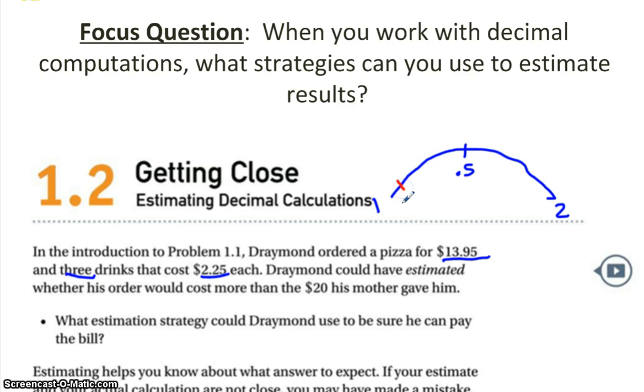So right here would be 1.1, 0.2, 0.3, 0.4, and then we'd have 0.6, 0.7, 0.8, 0.9.